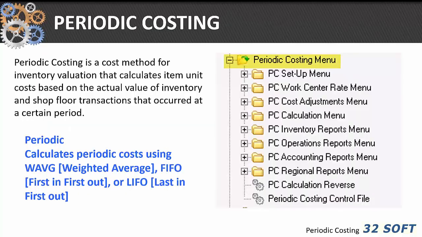There's also periodic costing, which calculates that weighted average in the FIFO. It is a fairly complex setup, work center rates, cost adjustments, etc. So if you're going to use it, you really need to understand what you're doing with the periodic costing.